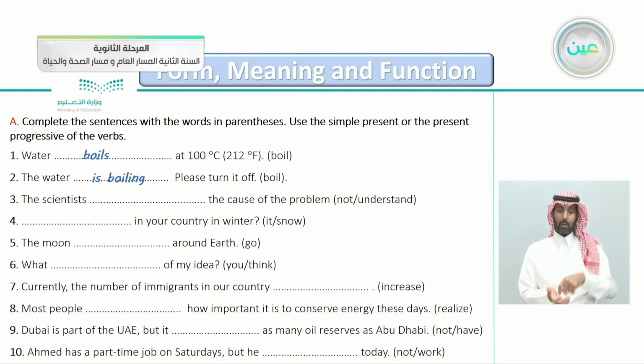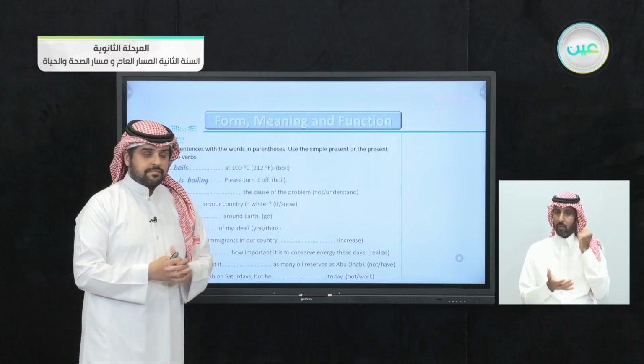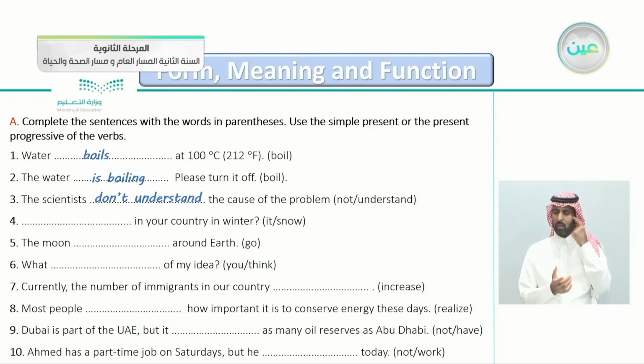Number three, the scientists, the cause of the problem. The verb here is understand, with a negative. So what's the answer here? Let's check the correct answer. The scientists don't understand the cause of the problem.